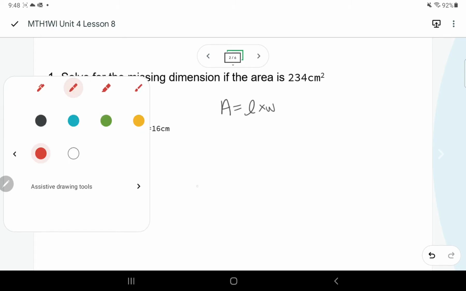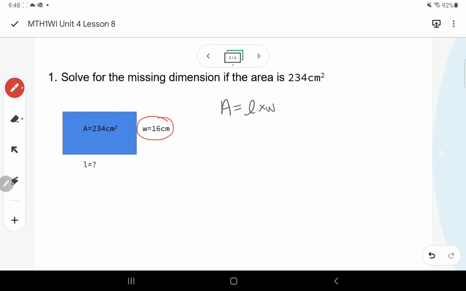Then I'm going to take the information that I'm given, a width of 16 and an area of 234, and put that into the equation. So 234 equals length times 16. I think most people here would be able to work backwards or pattern backwards. You might want to rewrite this as 16L. We're more used to seeing the numbers in front of the variables than vice versa. But this is a pretty straightforward equation to solve.